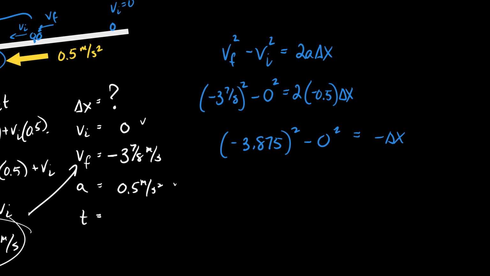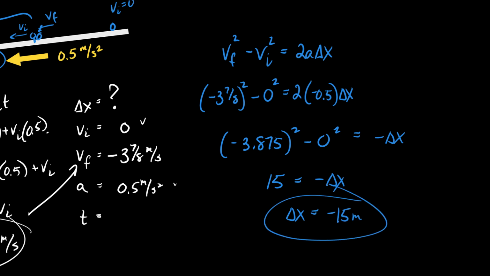So we're close here. 3.875 squared is 15, so 15 equals negative delta x. There's change, but who cares? Delta x equals negative 15 meters. So the ball descended negative 15 meters. That's a heck of a long driveway, right? So the ball rolls for 15 meters before it hits the first seam, and then the two seams are 2 meters apart. So that's our answer.